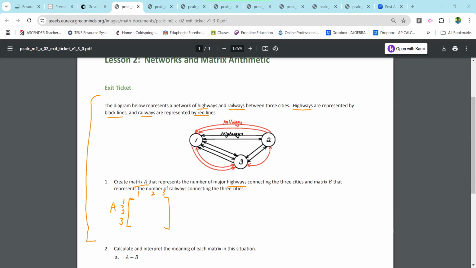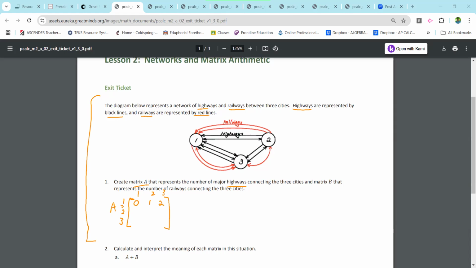So to recall, again, I am doing highways, and highways are the black lines. How many routes are there from city 1 to city 1 with black lines? 0. So there becomes a 0 right here. There are 0 pathways. The next one is how many pathways from city 1 to city 2? Just one. Pay attention to the arrows. There are 2 black lines, but only one of them has an arrow going towards city 2. How many from 1 to 3?